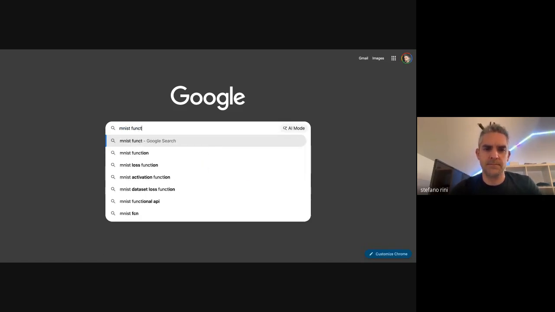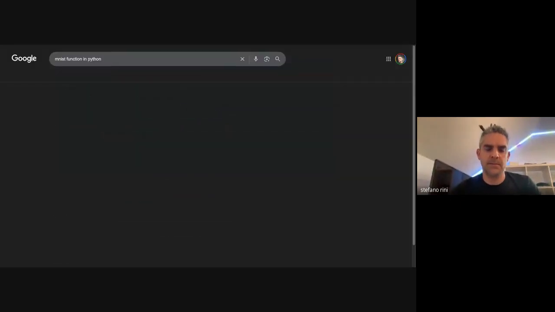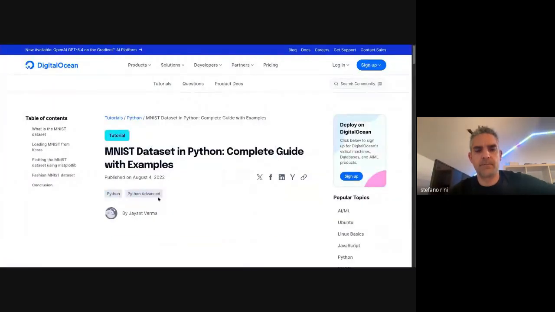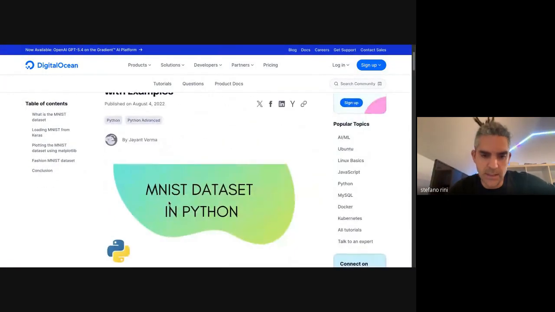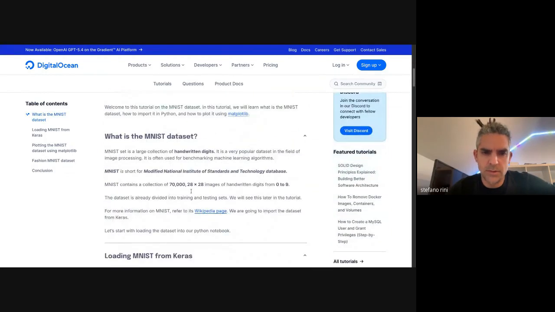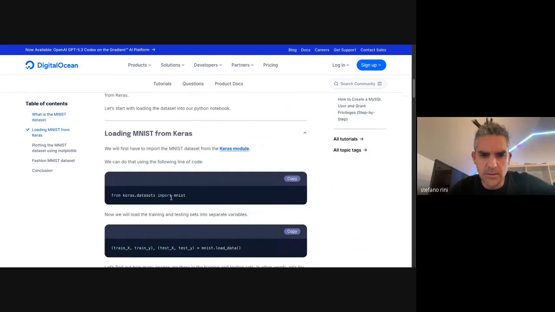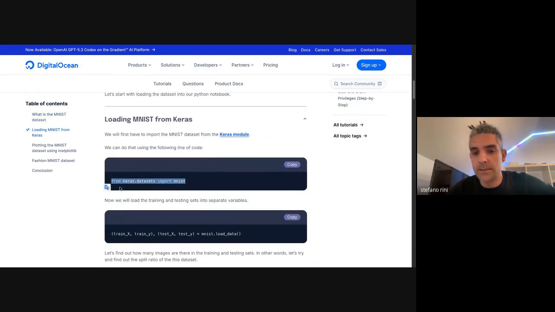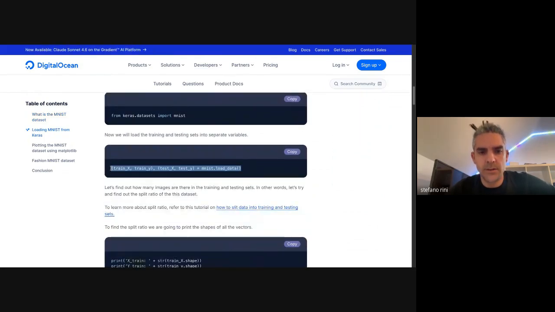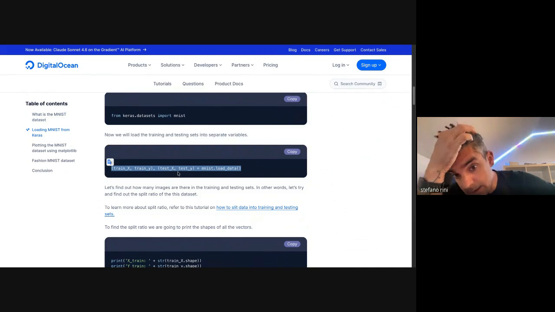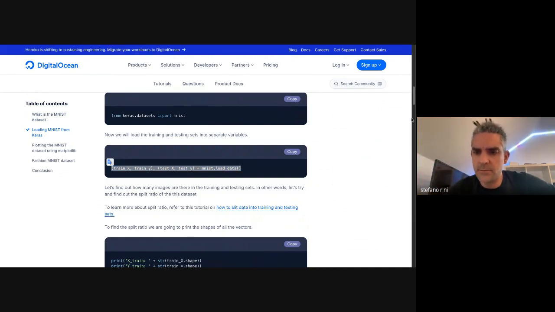Let's see. So you see the data set is already there. Now it's 70,000. Okay, so that's how you import it from Keras. And then you do the train and test. Is this train and test split clear to everybody or not? Is there somebody for whom the train and test split is not clear? Guys?